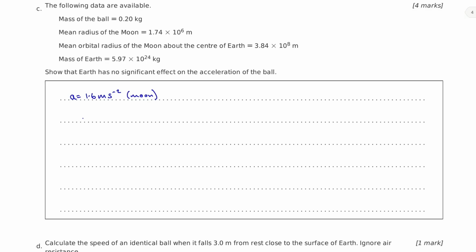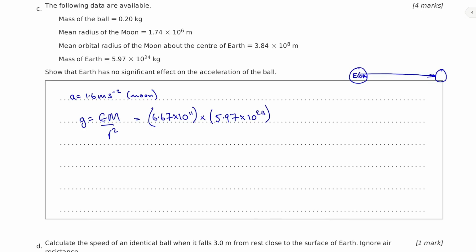Well, let's use g is equal to GM over r squared, because that will let us find out what the gravitational field strength is. Let's find out what g is of the Earth on the moon's surface. G is Newton's gravitational constant, and you can look that up in the data booklet. It's 6.67 times 10 to the minus 11. M is the mass of the Earth, which is 5.97 times 10 to the 24.